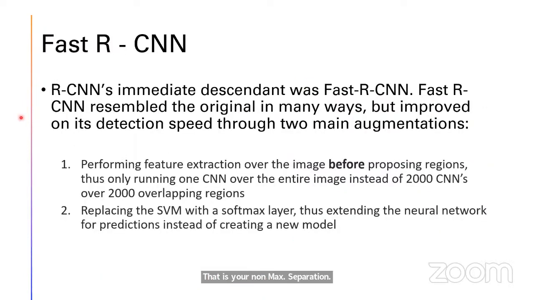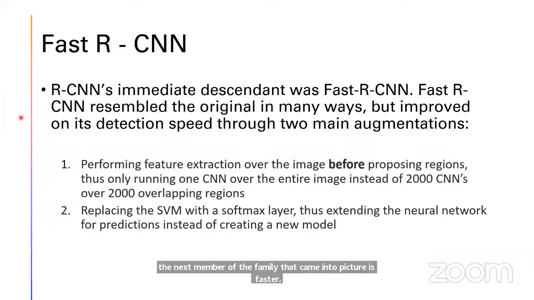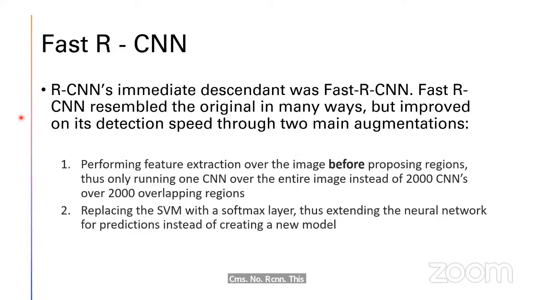Now, the next member of the family that came into the picture is Fast RCNN. Just immediately after RCNN came Fast RCNN. It was similar to RCNN, but it has two modifications. The first modification was, as I said, 2000 convolutional neural networks are used there, so a lot of computation time was needed.